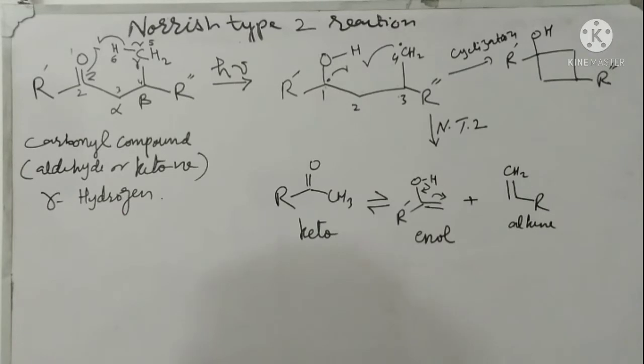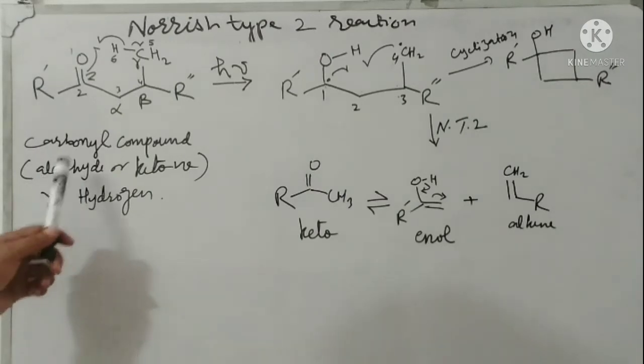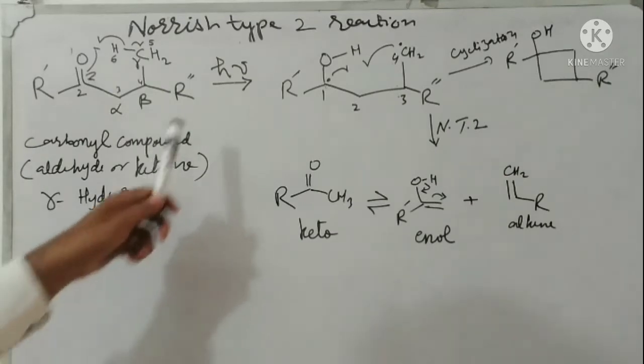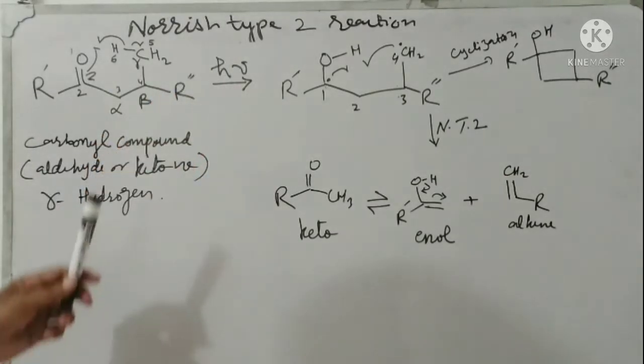And under photochemistry, in this lecture we will discuss the Norrish type 2 reaction. So Norrish type 2 reaction is basically a photochemical reaction of a carbonyl compound, aldehyde or ketone. They must have gamma hydrogen and it should take place in the presence of light.